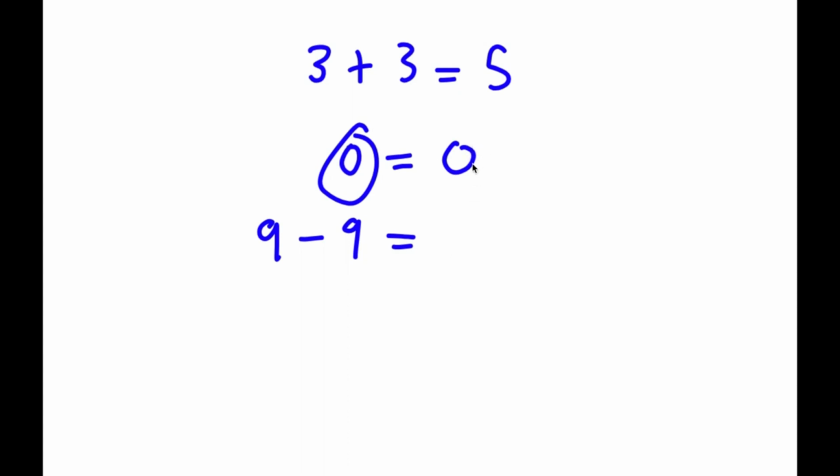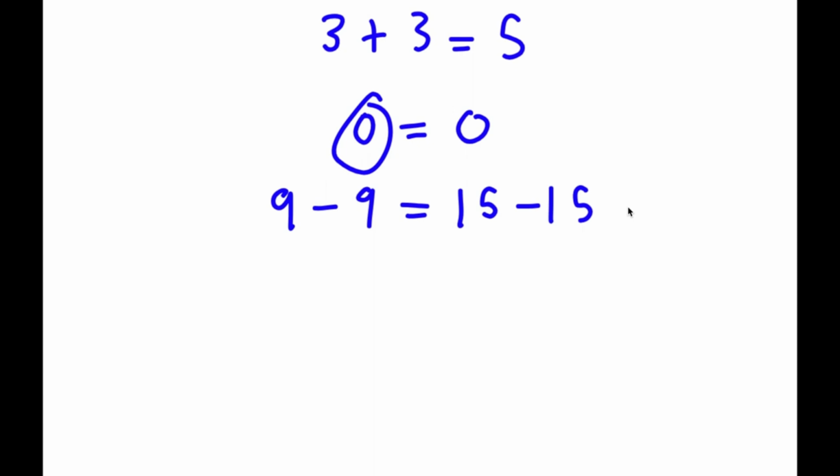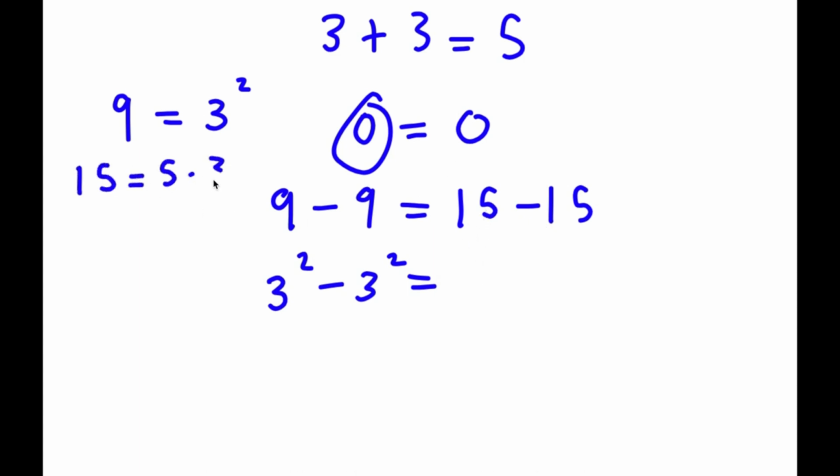However, from my right-hand side, I'm not going to do the same thing. I'm going to instead write this as 15 minus 15. So this is obviously legal. 9 minus 9 is 0, 15 minus 15 is 0, so there are no issues there. Now, for my left-hand side, 9, this is the same thing as 3 squared, so I'm going to write this as 3 squared minus 3 squared. And for my right-hand side, 15, this is equal to 5 times 3, so I'm going to write this as 5 times 3 minus 5 times 3.